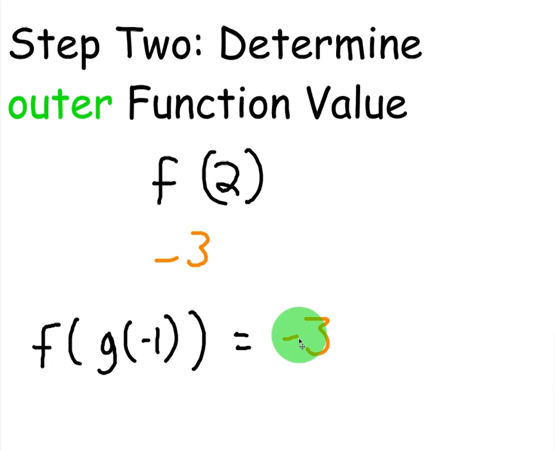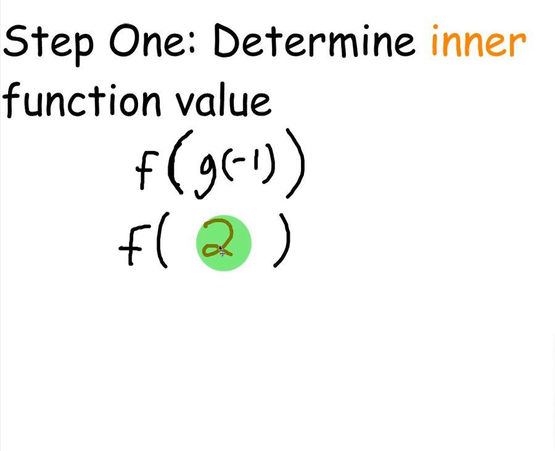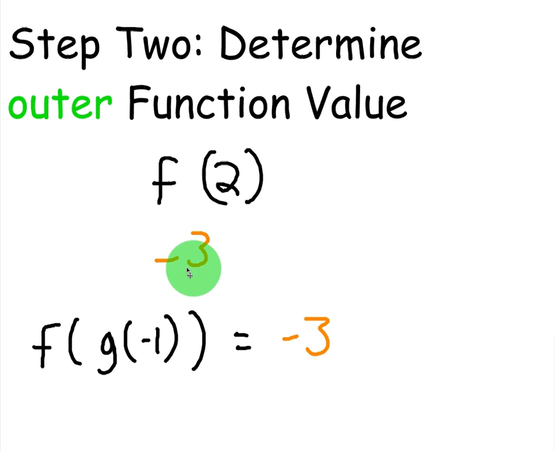So f of g of -1 is -3. We found g of -1 first to be 2, and we found f of 2 to be -3. Therefore f of g of -1 is equal to -3. That's it for this example. If you have any questions about it, let me know.